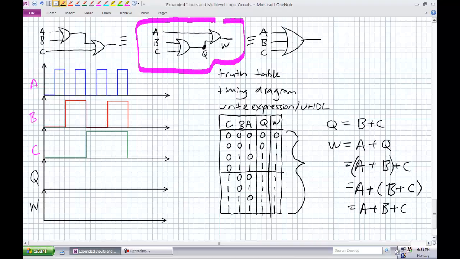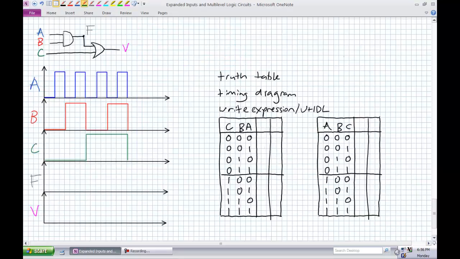Last but not least, let's go ahead and do our timing diagram. Notice how I put the intermediary value Q and the final result W. Go ahead and see if you can fill this out. Hopefully, it's going to look like this. There you go, where Q is performing this part of the truth table, except I'm just putting it out as the timing diagram, and same thing for W. Okay, let's go ahead and move on to another example of a multi-level logic circuit.